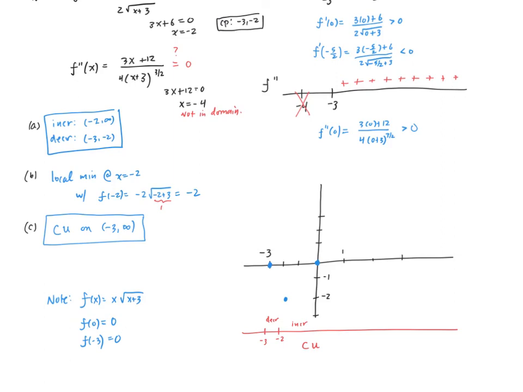It's concave up and it decreases until it hits that local minimum. Then the function increases, passing through the origin, and remains concave upward. And this provides for us at least roughly a sketch of the function.